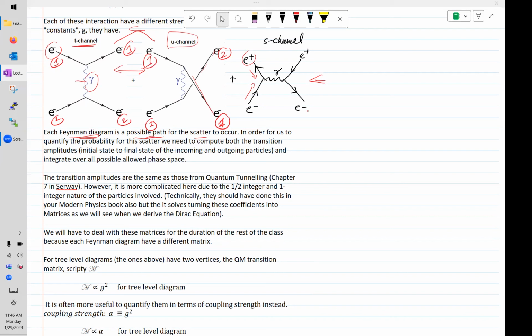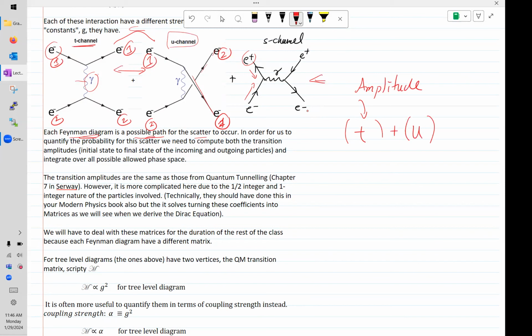Okay, so I think I wrote this somewhere down here, but what you add is actually their amplitude. And it's actually the amplitude squared that gives you the probability of that process happening. So let's say I have this T channel process. This has some numbers associated with it, some amplitude. And then the U channel has some amplitude associated with it.